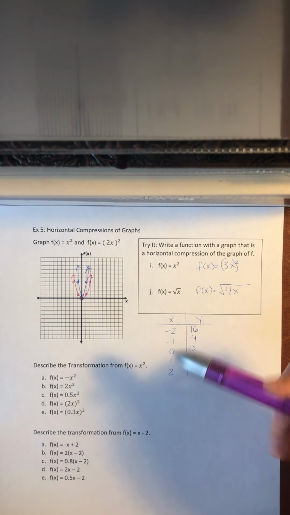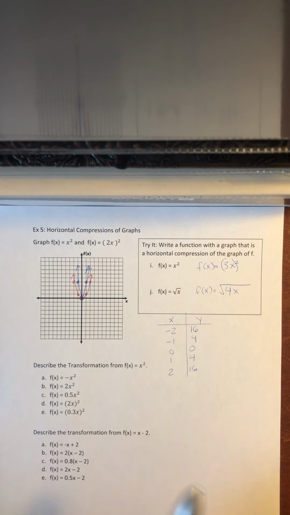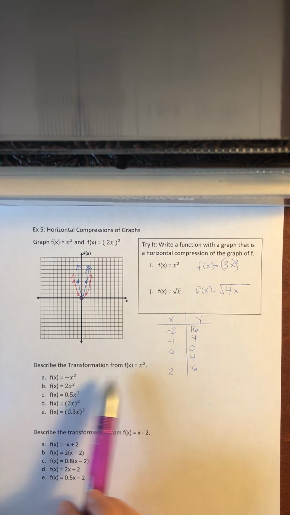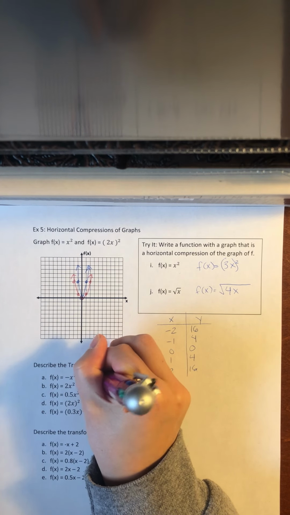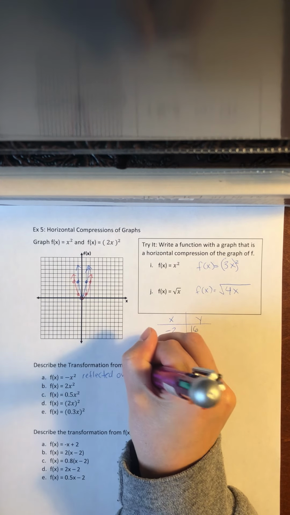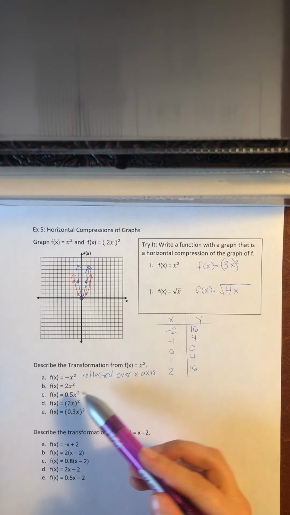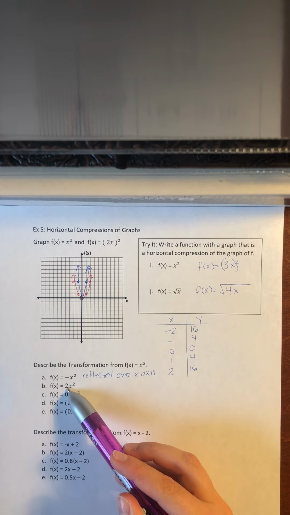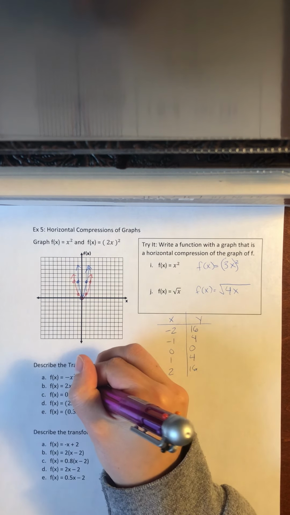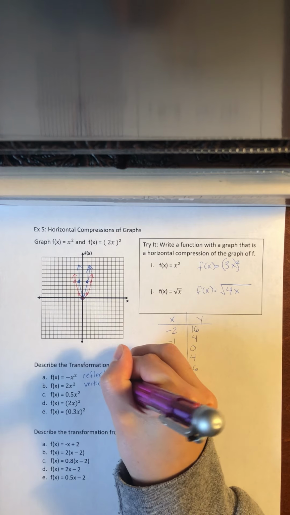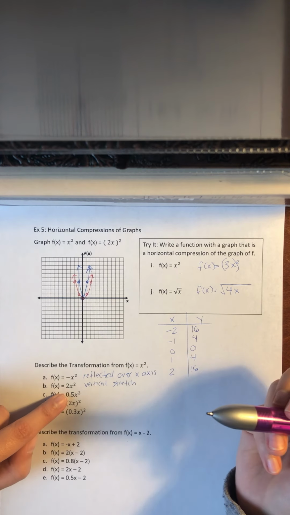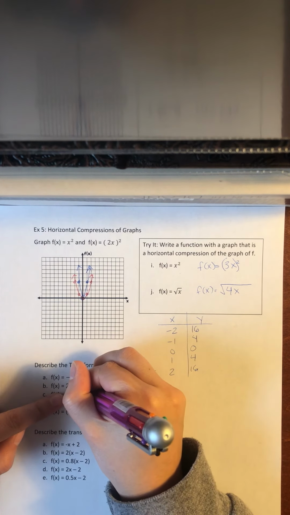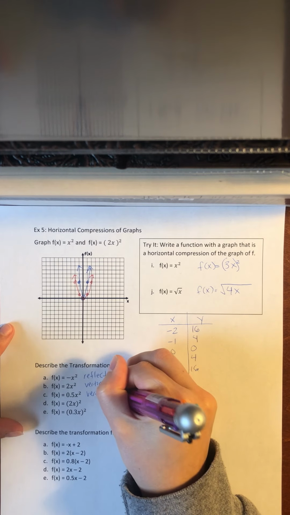Okay, so let's review some of the rules. This is going to help you with your practice problems I assign. Describe the transformation from f of x equals x squared. If we have f of x equals negative x squared, that is reflected over the x-axis. If you have a 2 in front, so that number is greater than 1, and it's multiplied by the entire thing, that would be a vertical stretch. For this one, it's multiplied in the front here. It's less than 1, so that would be a vertical compression.